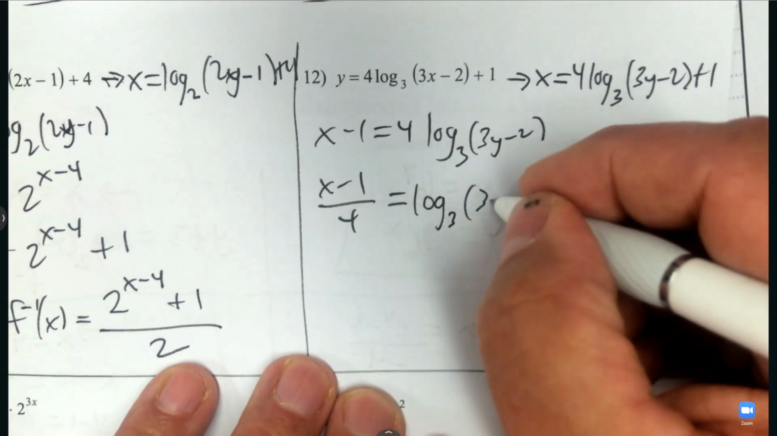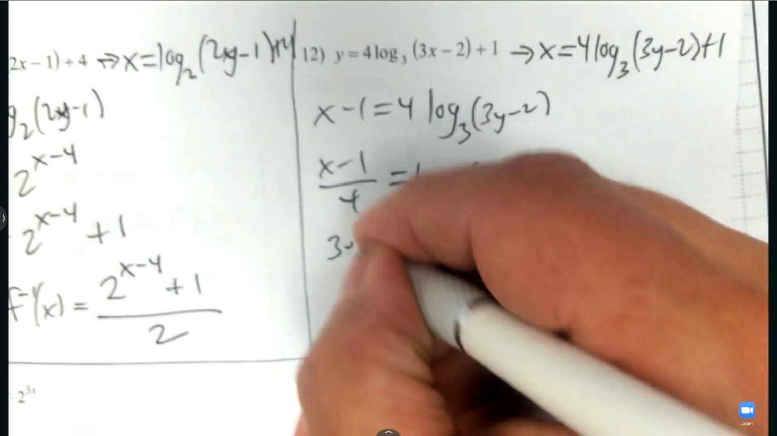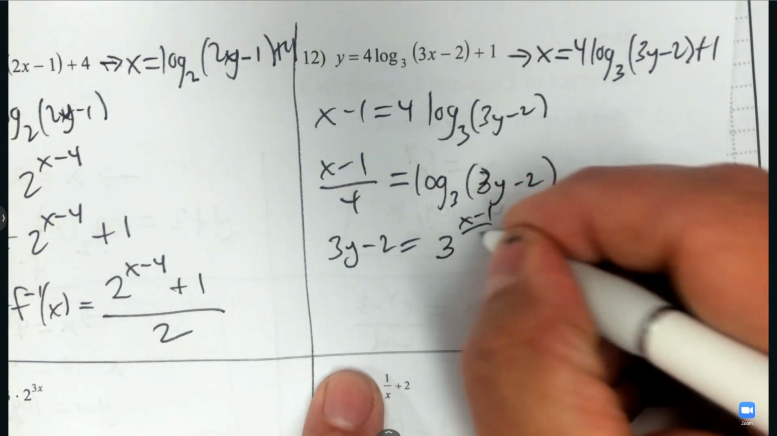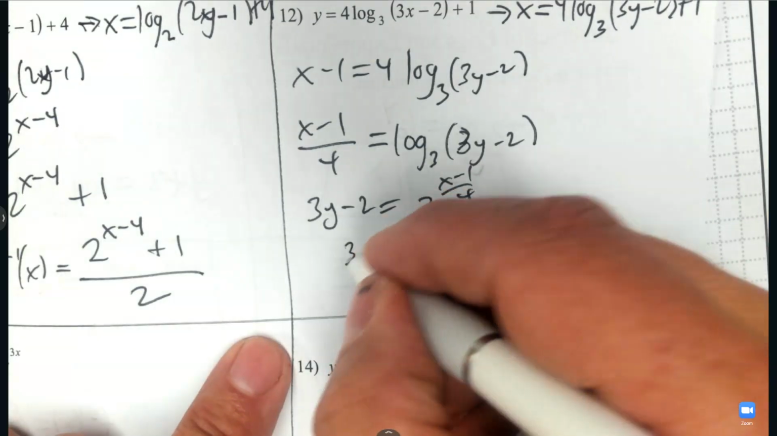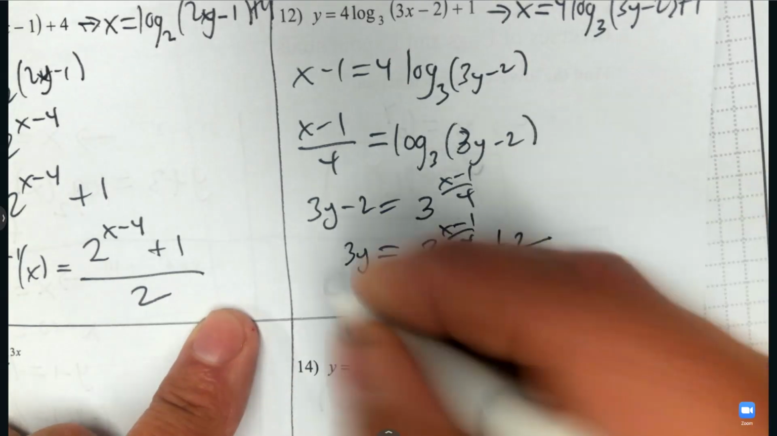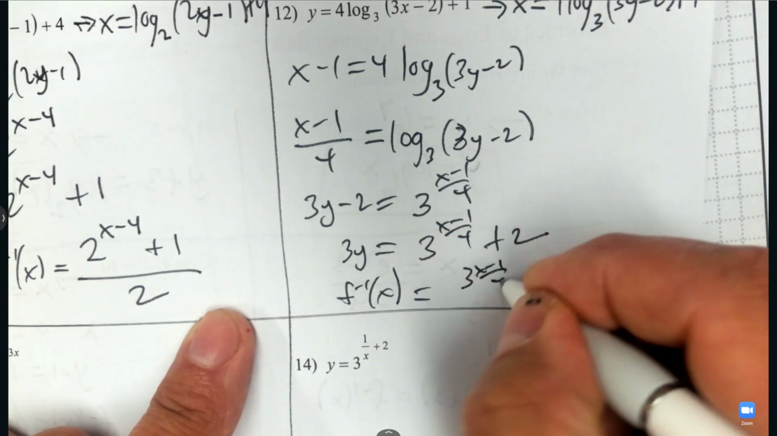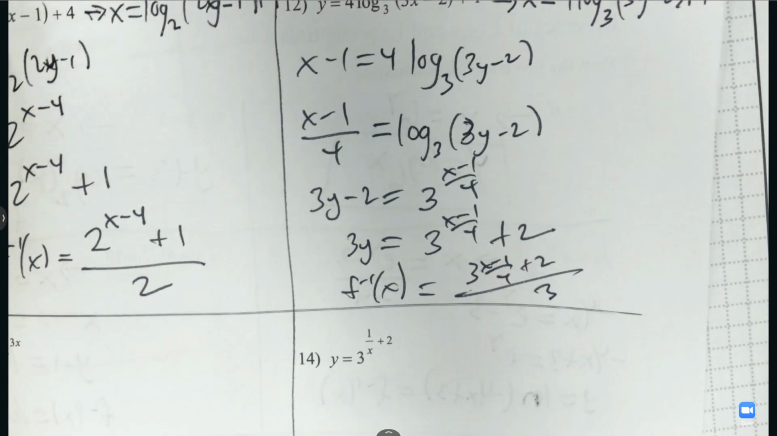Now the logarithm is isolated, so now I can do the inverse, which is to write it as an exponential. That's 3y subtract 2. The base is 3. The exponent is x subtract 1 over 4. Then we're going to add 2, and then divide by 3. And you have the inverse.